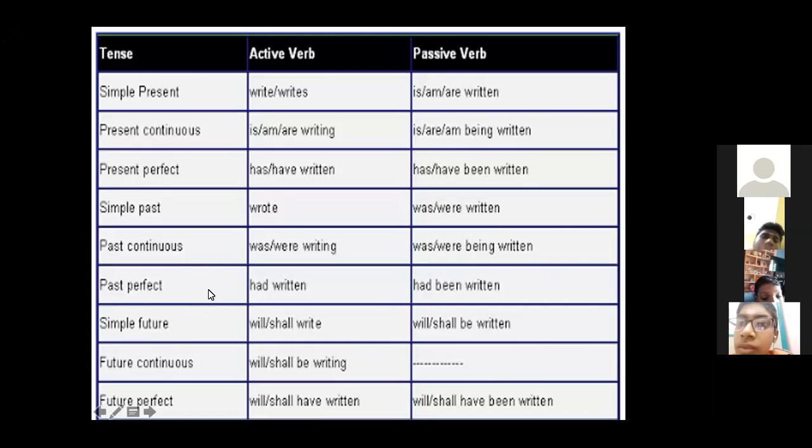So I'll just tell a sentence with this so that you can be clear. Here in the past perfect tense, had written: I had written a letter to my friend. So in the passive voice, it will become "A letter had been written by me to my friend."